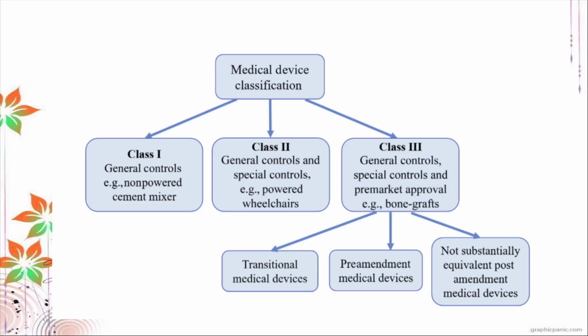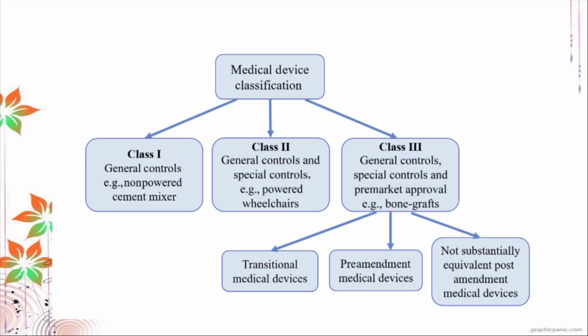So for class 1, it's general controls. These are even non-powered medical devices. The specific example here is a cement mixer, a non-powered medical device, because if you have a powered device, it utilizes electricity or any other power source. So there might be some cases of mishandling, or there's actually some risk involved, of course, in the utilization of that power. So class 1 is non-powered medical devices.